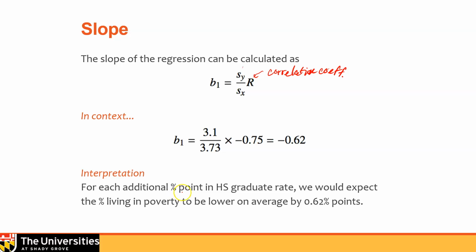For every additional unit change in the explanatory variable, high school graduation, a unit change is 1 percentage point. We expect the percent living in poverty to be lower, because the slope is negative, on average by about 0.62 points. That's the magnitude of our slope. So there's a basic interpretation of the slope, and we're able to calculate it using this formula.